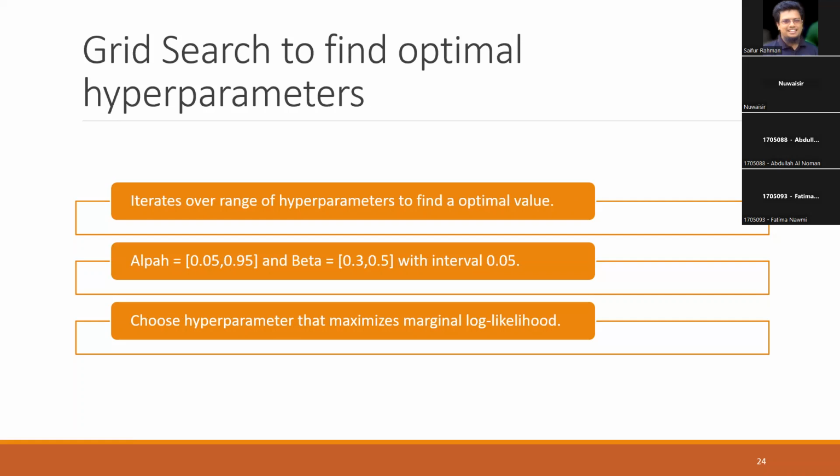To fine-tune the parameters, we have done a grid search on those parameters. We have two parameters, that is alpha and beta. For alpha, we moved over 0.5 to 0.95.